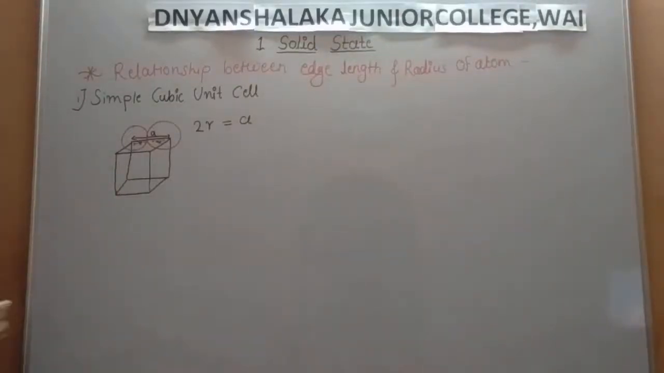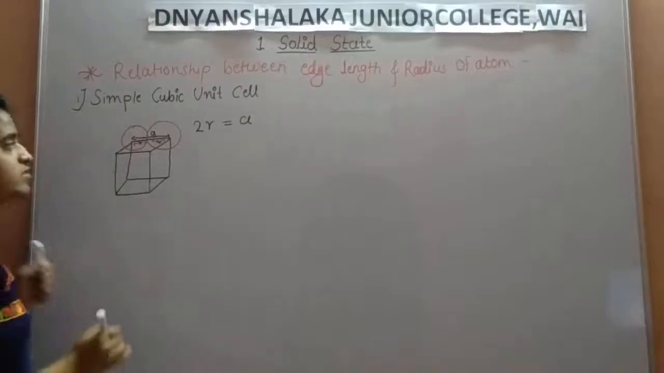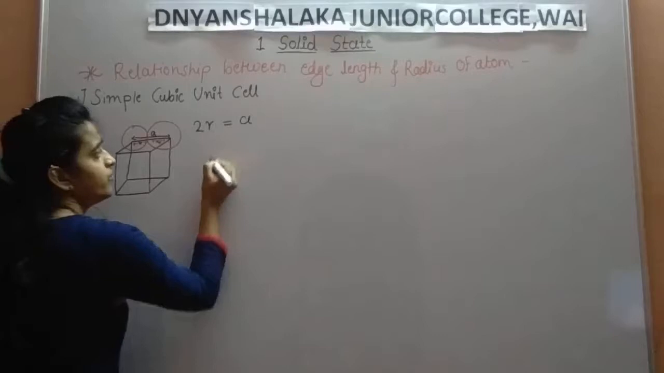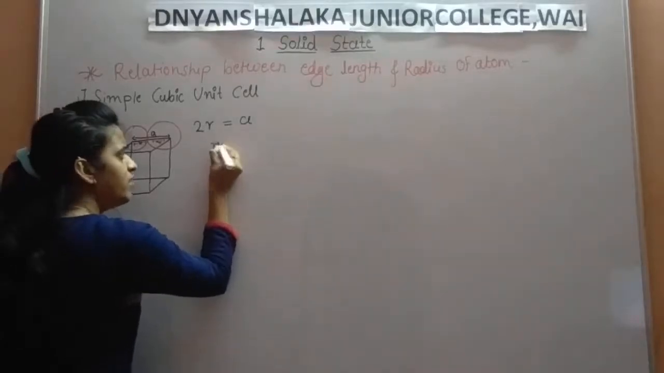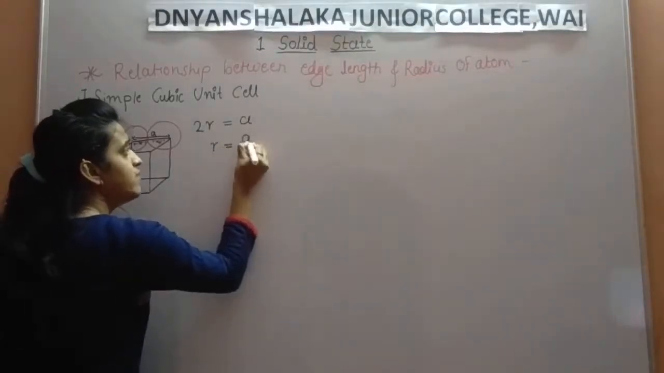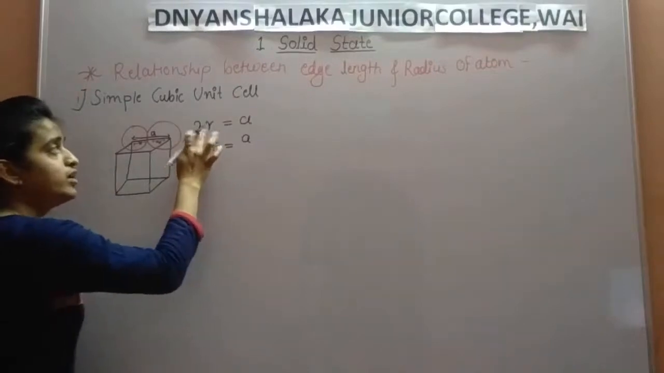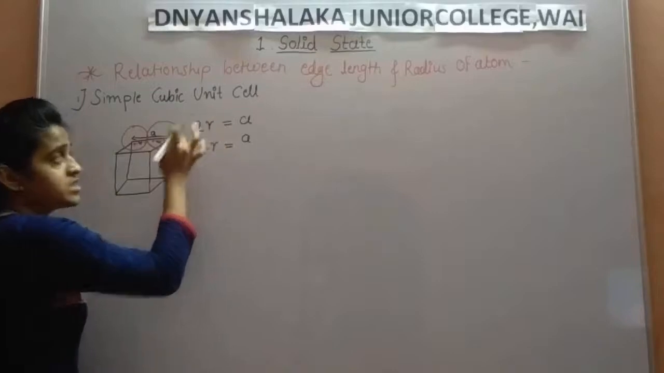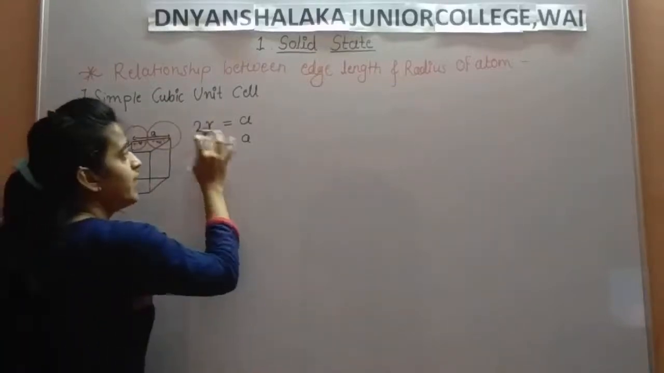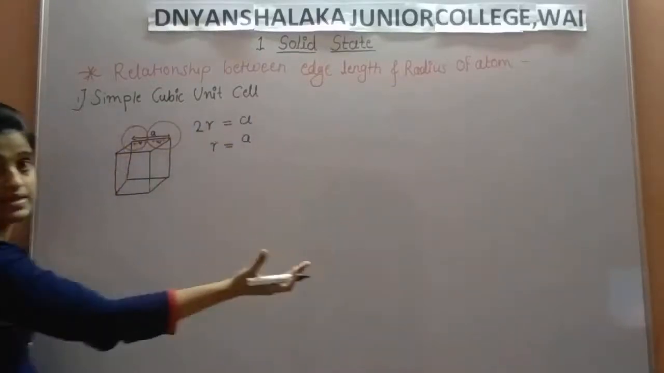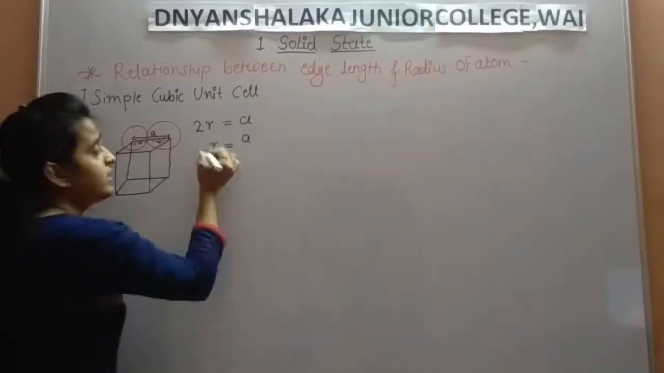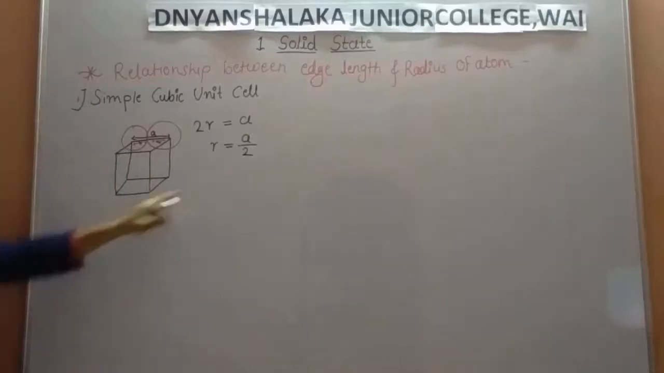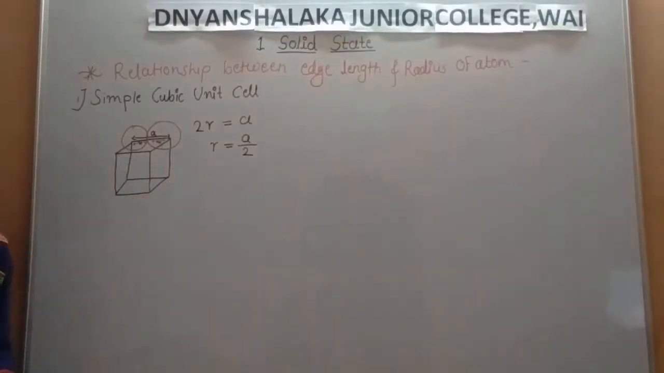So how to find out a relationship between edge length and radius of an atom? A is equal to 2 into R. Multiplying by 2, change the side to the right-hand side, so multiplying becomes dividing by 2. So R is equal to A upon 2.